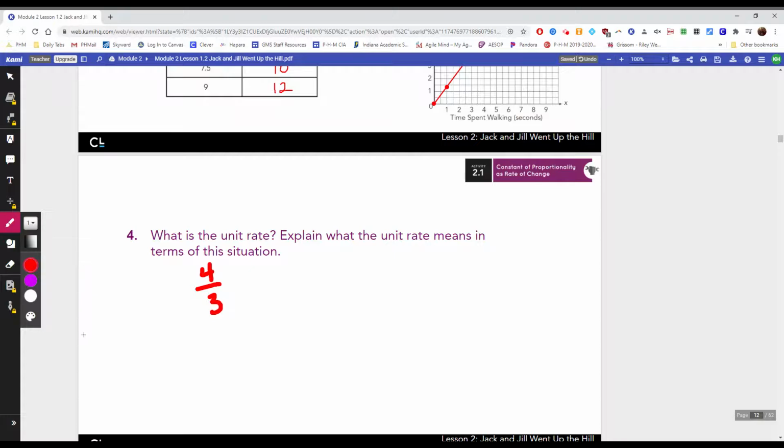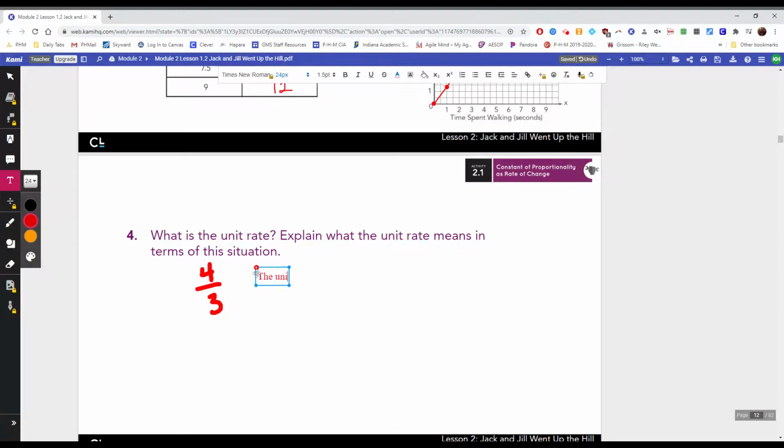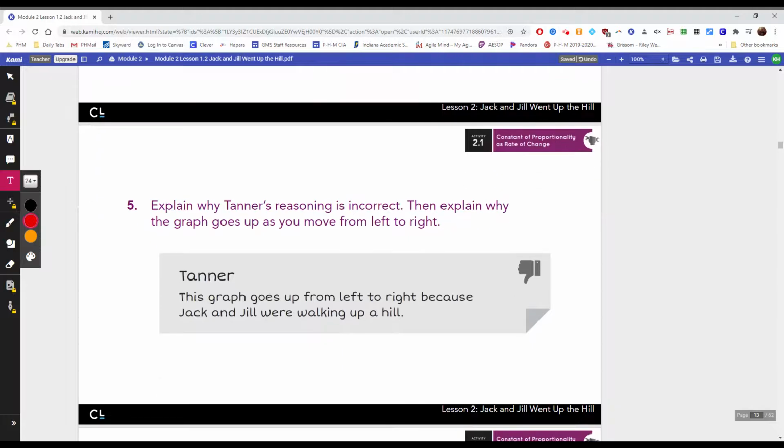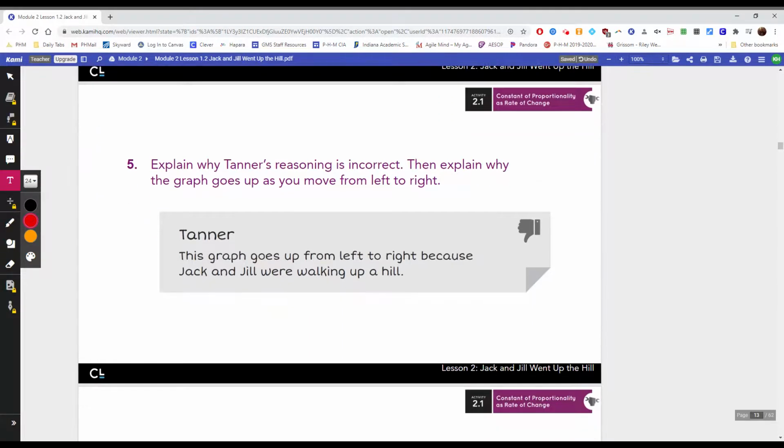And we want to tell what this represents. This is how far they walk per second. So the unit rate represents 4/3 yards per second, per 1 second. Number 5. So explain why Tanner's reasoning is incorrect, then explain why the graph goes up as you move from left to right.